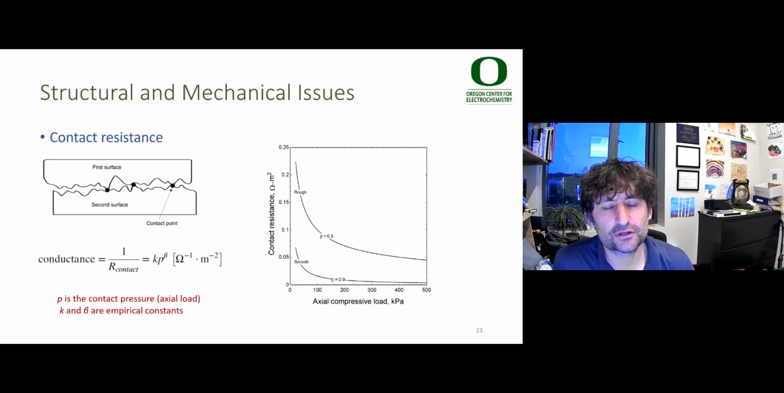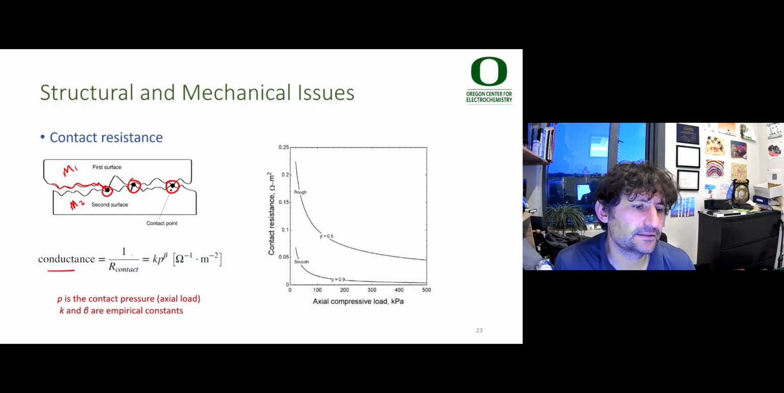Finally, I want to discuss structural and mechanical issues. One thing is the contact resistances that you get between different layers in a fuel cell, between tabs and things like that, or more generally, anytime you have one metal pressed against another metal. At the microscopic scale, nothing is smooth, and so you have some roughness. And when you press two surfaces together, you only have individual points of contact. The conductance of a contact is just 1 over the resistance, and empirically, it can be given as the contact pressure raised to the beta power times kappa.